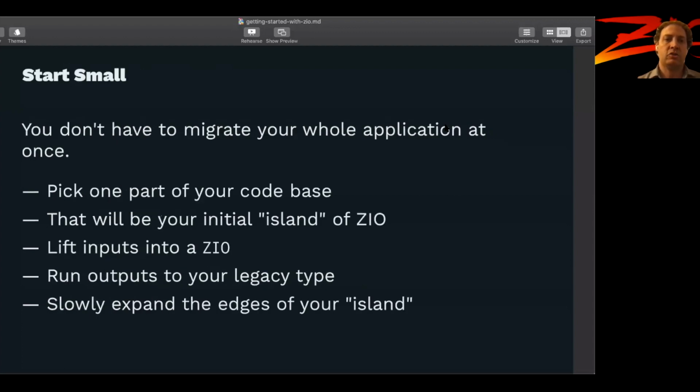So the first one is start small. This is basically your game plan for migrating. What you want to do is start by picking one part of your code base, and your goal is to make that your island of ZIO in a sea of futures or Monix or what have you. Initially, any inputs to that part of your code base from other parts that are in one of those legacy types, you're just going to lift into ZIO using one of those constructors we talked about. And then the outputs, you're going to run to that legacy effect type, either using some of the basic combinators in ZIO, like unsafeRunToFuture, or using some of the tools in these interop packages.